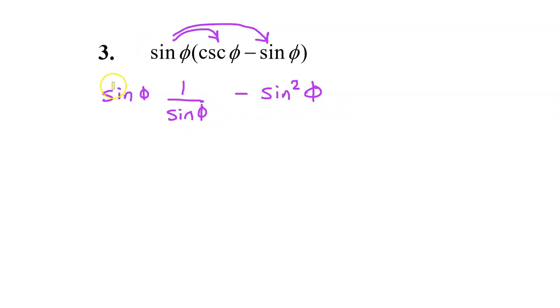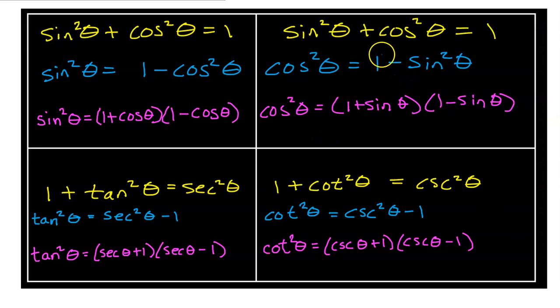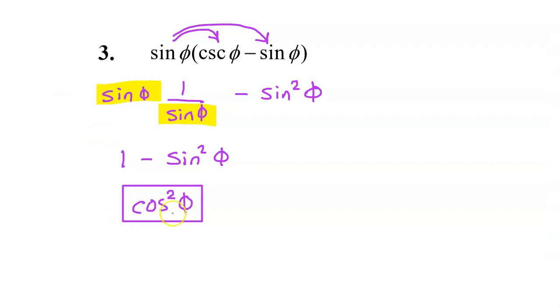But now we notice that we have a sine in the numerator and sine in the denominator, so these cancel each other out. That leaves 1 minus sine squared, which is one of our Pythagorean identities. See, 1 minus sine squared is cosine squared. And that's the simplified answer for number 3.